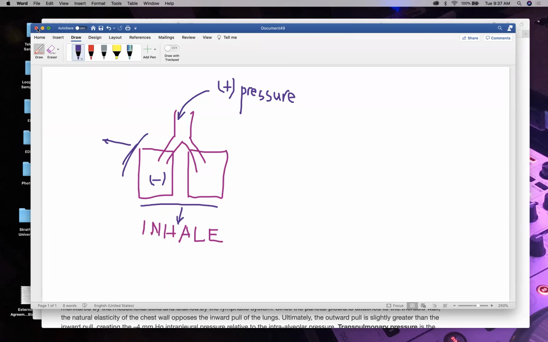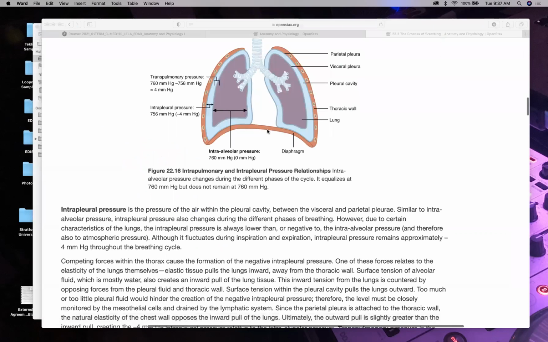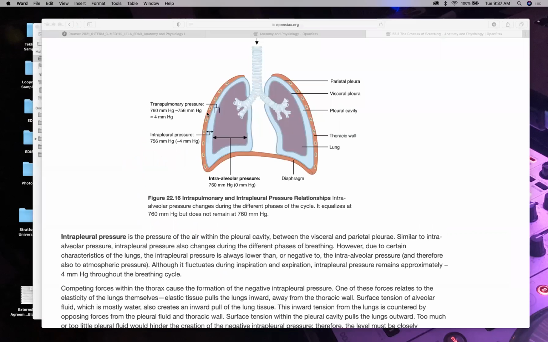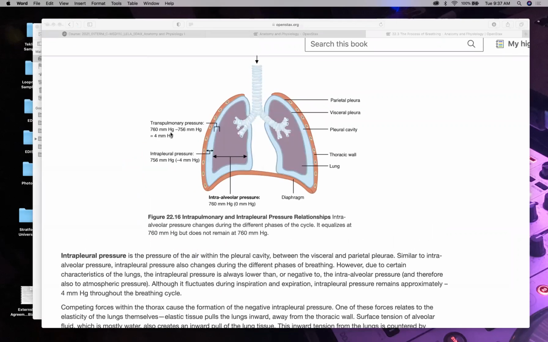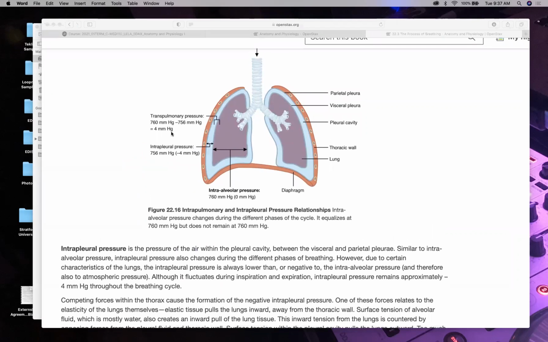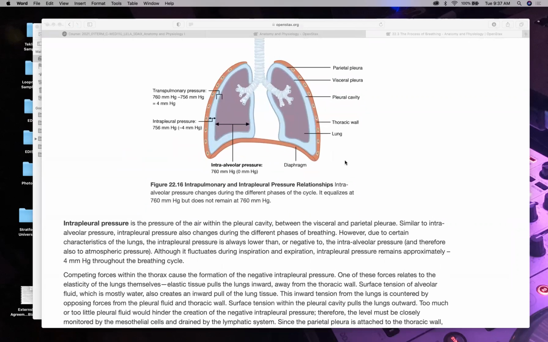So that is a really nice thing to know, especially for you future nurses going into NCLEX, and you'll eventually have to start memorizing these numbers. And 760 millimeters of mercury is the typical pressure of 1 atmosphere, or if you're at sea level and hanging out outside.